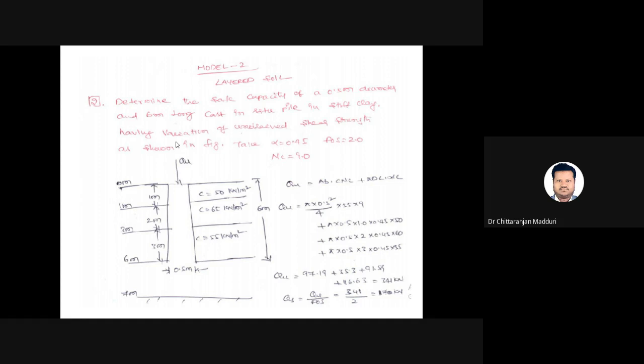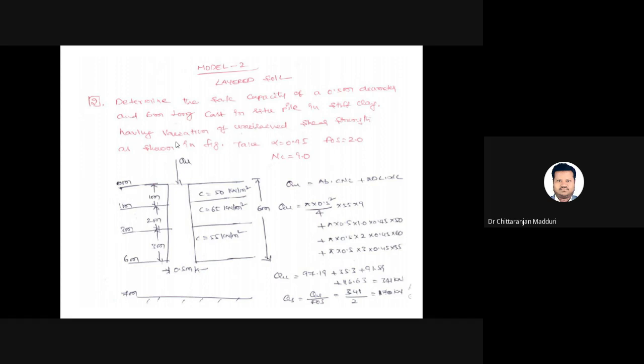For the second layer, the length of the pile is 2 meters: pi into 0.5 into 2 into 0.45 into 60. For the third layer, pi into d, the diameter of the pile is 0.5, into length of the pile 3 meters into 0.45 into 35. 0.45 is the adhesion factor, into the cohesion in the last layer equal to 55. That's why, as it consists of layered soil, we need to find out the skin friction layer by layer.